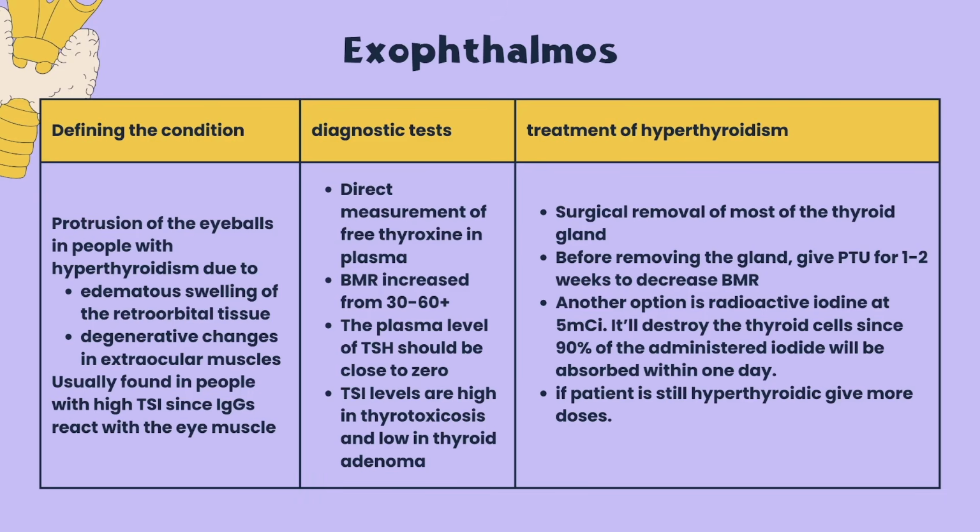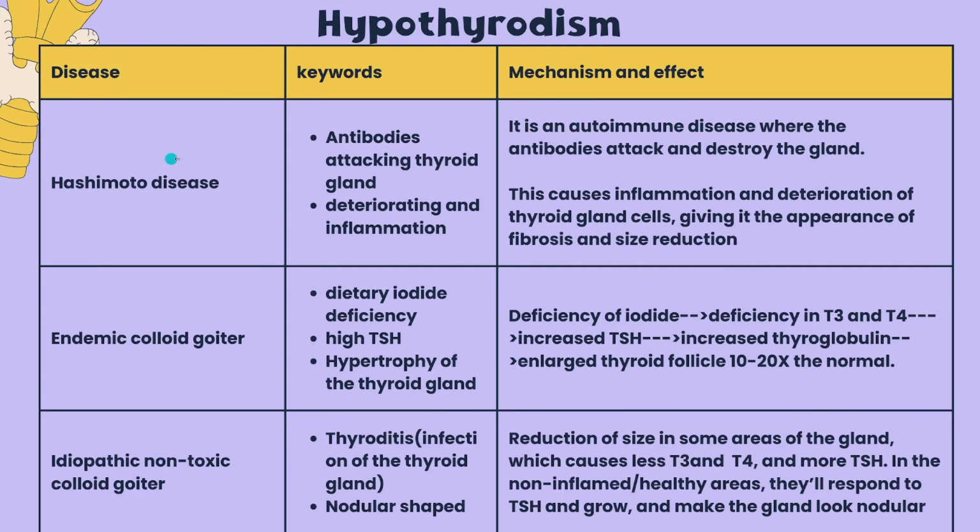It'll be 90% of it will be absorbed within 1 day, and it'll destroy the cells. It's gonna be mainly absorbed by the hyperplastic cells. If the patient still shows hyperthyroidic symptoms, give the patient more doses or more of the dose.